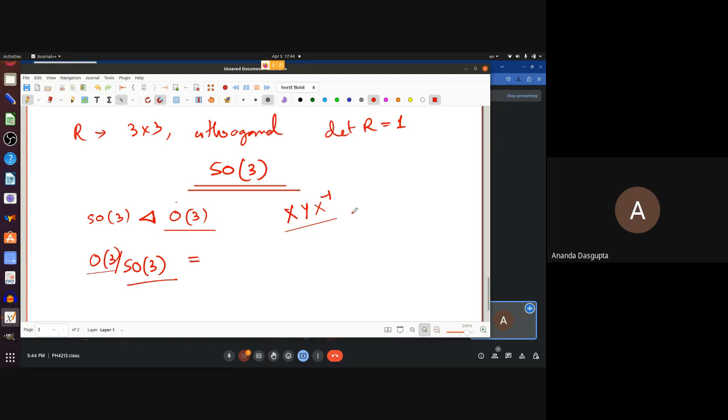What are O3 elements? 3 by 3 orthogonal matrices. What are SO3 elements? 3 by 3 orthogonal matrices with determinant plus 1. So there will be two cosets. One with determinant plus 1. Exactly. All the matrices with determinant plus 1 will be one coset, which is SO3 itself. The other one, which is not a group, will be all orthogonal matrices with determinant -1. But you all know what they are, right? What are those?